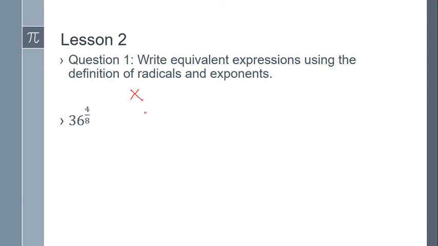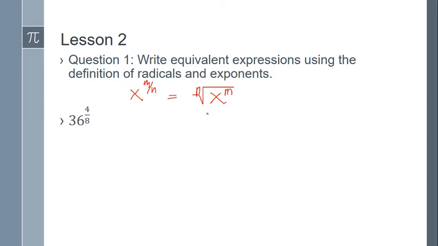If you have a base being raised to a fraction, so let's call the fraction m over n, then we can rewrite that as a radical in this way. What the base is here becomes the base of the radicand, so that stays the same. You see where the x's are. The number in the denominator becomes what we call the index on the radicand. And the number in the numerator becomes the exponent on the base inside the radicand.